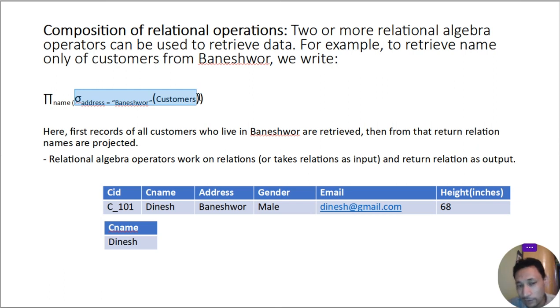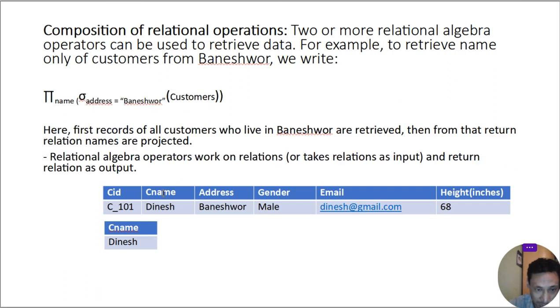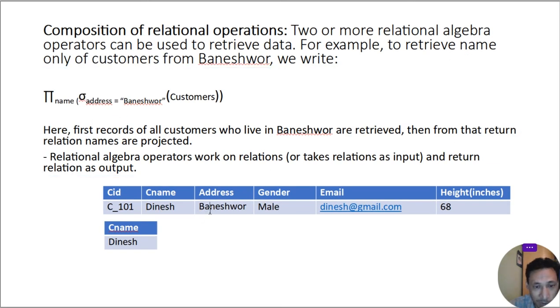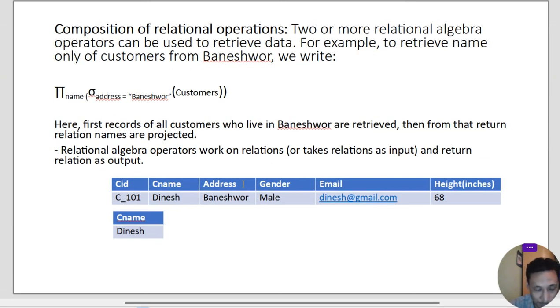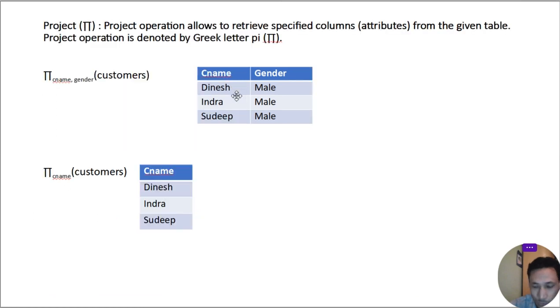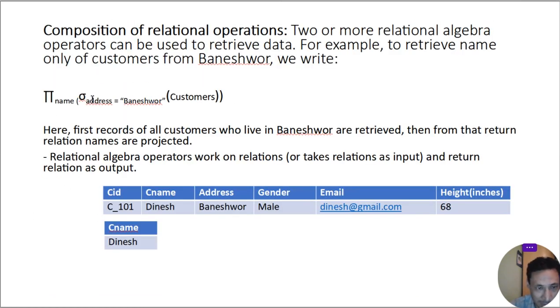We have to retrieve the customers whose address is Banishore, and for that we have to use the select operator with the predicate address is equal to Banishore. This operator will return this result. This is the table returned by this select. It will contain only one record, because in the previous table we have seen there is only one person whose address is Banishore. So when we apply select address equal to Banishore on the relation customer, we will get this result.